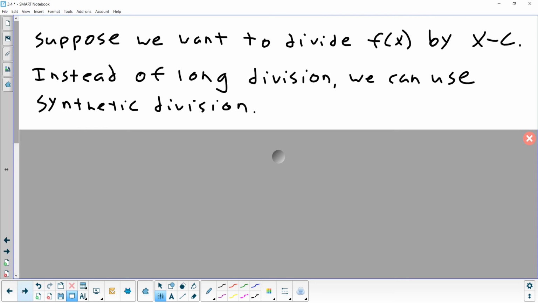So synthetic division is a quick way to divide and get the quotient and the remainder. But synthetic division only works if you divide by something of the form x minus a number. If you're dividing by anything that's more complicated than that, you cannot use synthetic division. You have to go back and use long division.